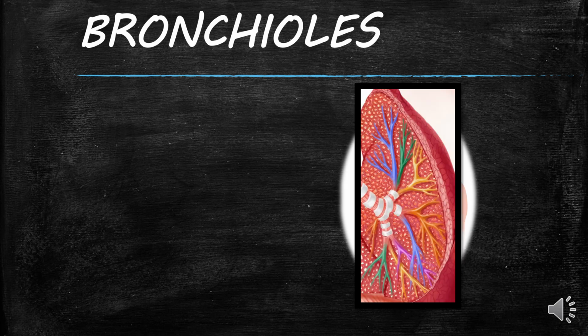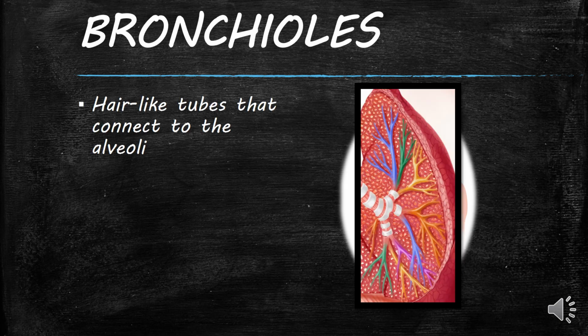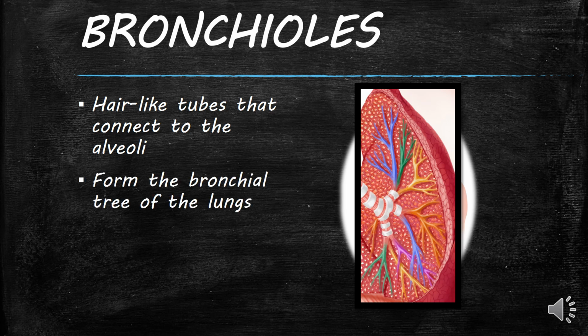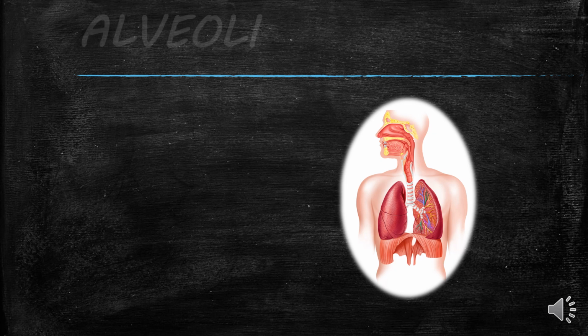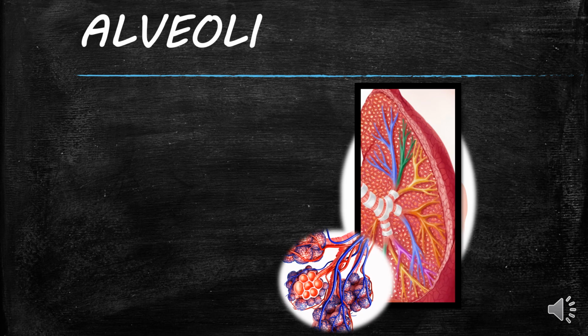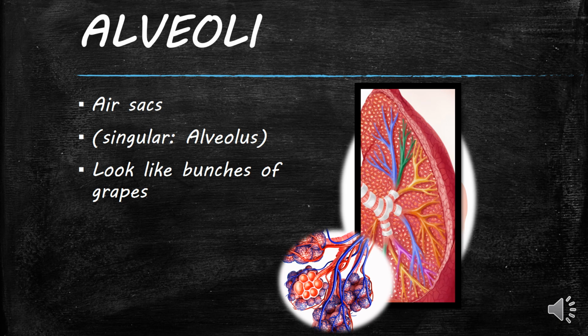Bronchioles. Bronchioles are hair-like tubes that connect to the alveoli. They form the bronchial tree of the lungs. Alveoli. Alveoli are also called air sacs. Singular is alveolus, plural is alveoli. They look like bunches of grapes, and it is where gas exchange occurs between oxygen and carbon dioxide.